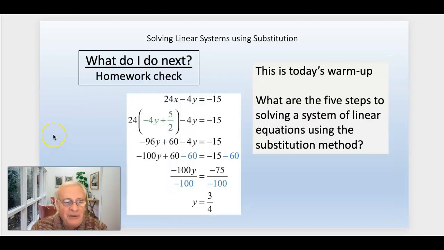All right, that's it. You can look at the homework check. We'll look at it in class too. The warm-up right there: what are the 5 steps to solving a system of linear equations using substitution? All right, we'll practice it. Thanks. That's it.